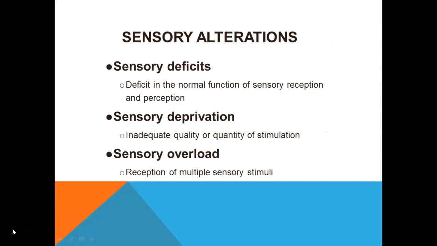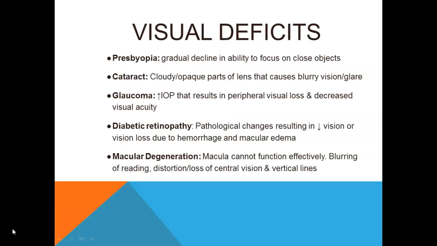Sensory alterations. You can have sensory deficits, a deficit in normal function of a sensory perception. So you could be sensory deprived, which means there's an inadequate quality or quantity of stimulation, or you could be sensory overloaded, which means there's a reception of multiple sensory stimuli. So those are important to remember. The deficits that you can have are obviously with each of the senses.